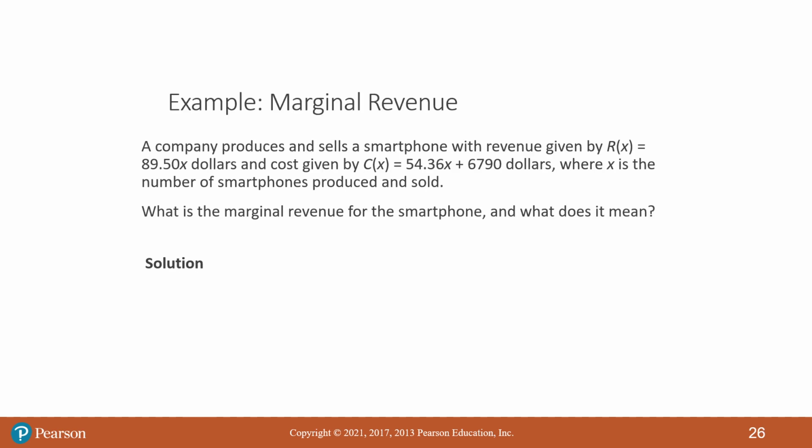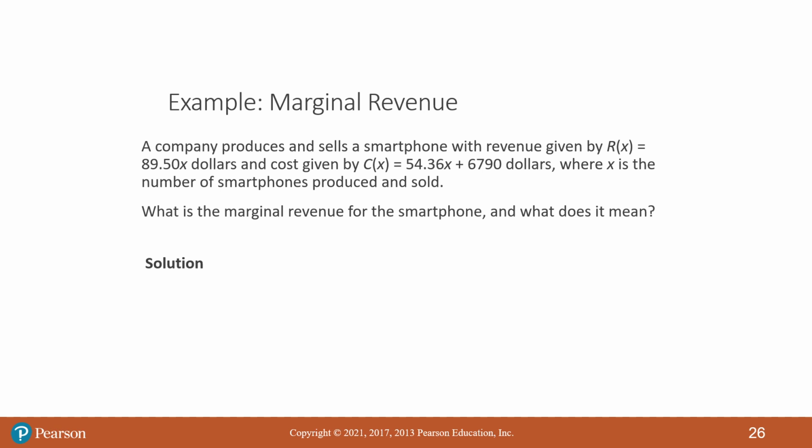Let's look at marginal revenue. A company produces and sells a smartphone with revenue given by R of x equals 89.50x dollars, and cost given by C of x equals 54.36x plus $6,790, where x is the number of smartphones produced and sold. What is the marginal revenue for the smartphone and what does that mean?